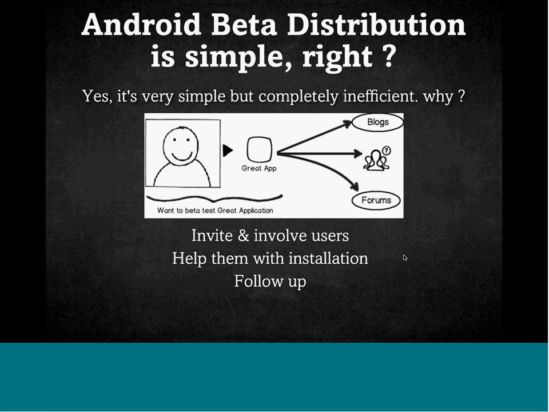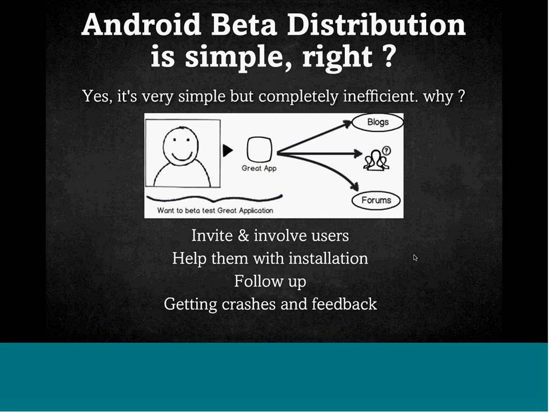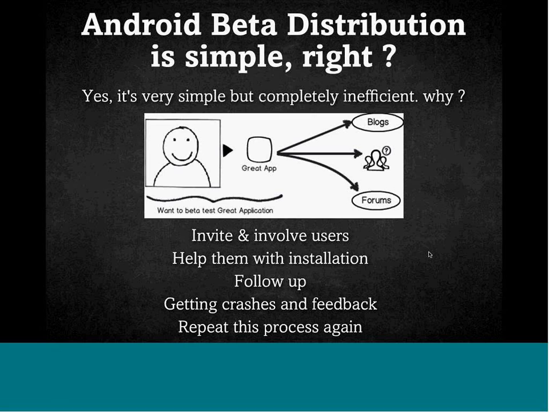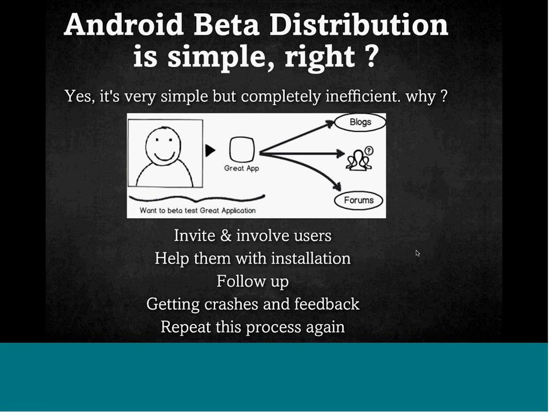Then ask what their feedback is, because you want to know what they are thinking about your application. Then you need to understand what crashes those users are experiencing and get more of their feedback after a specific interval. Repeat this process again and again. Although you will use emulators as well as devices, getting user feedback is really, really important. Right. How?